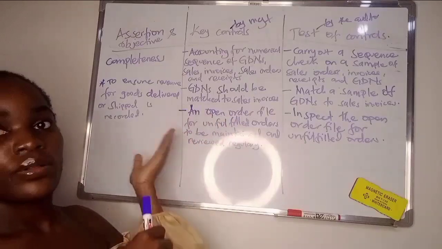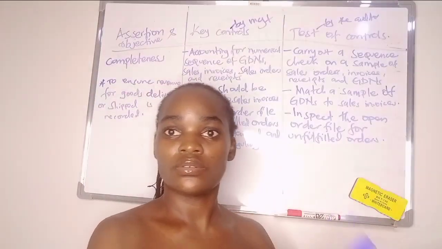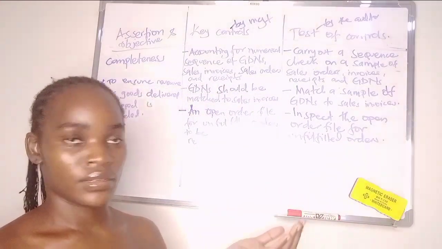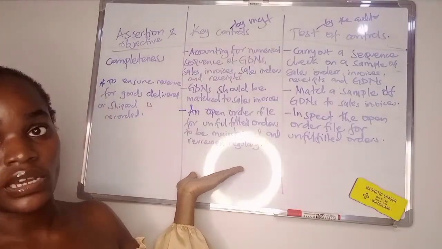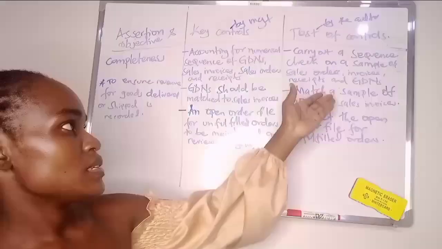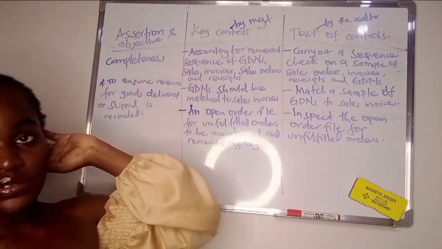This is how they can make sure that revenue for all the goods that were delivered is recorded. These are the key controls that can be put in place by management of the entity, and this is how the auditor can test these kinds of controls.